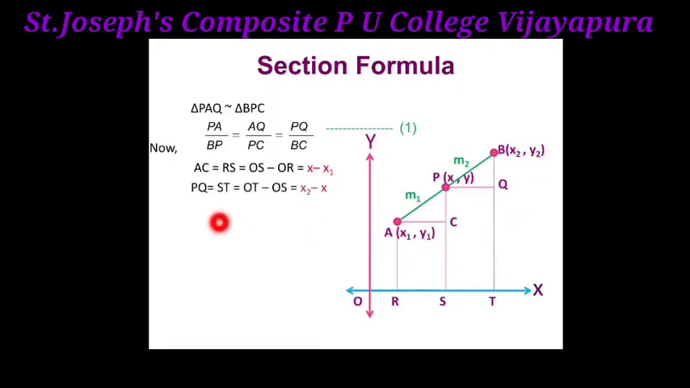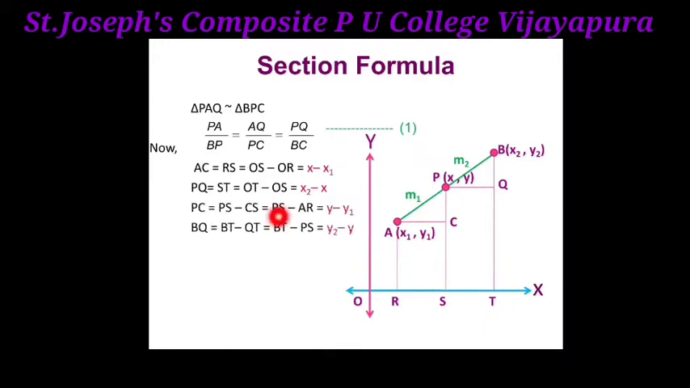And PQ is equal to ST, and ST is equal to OT minus OS. Distance OT is x2 and distance OS will be x. So therefore PQ is equal to x2 minus x.